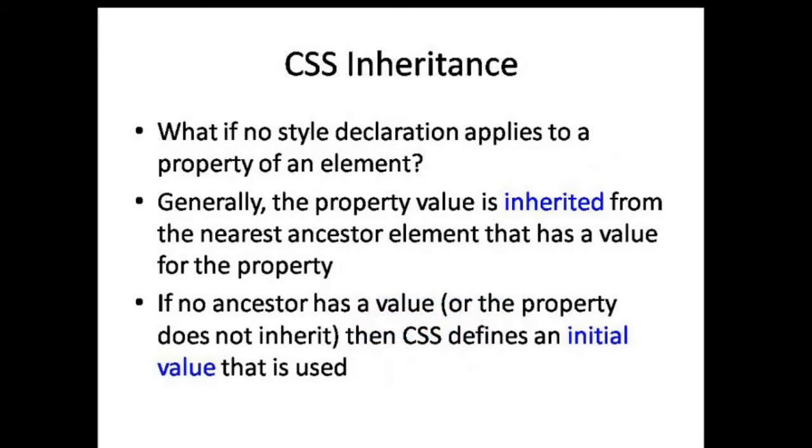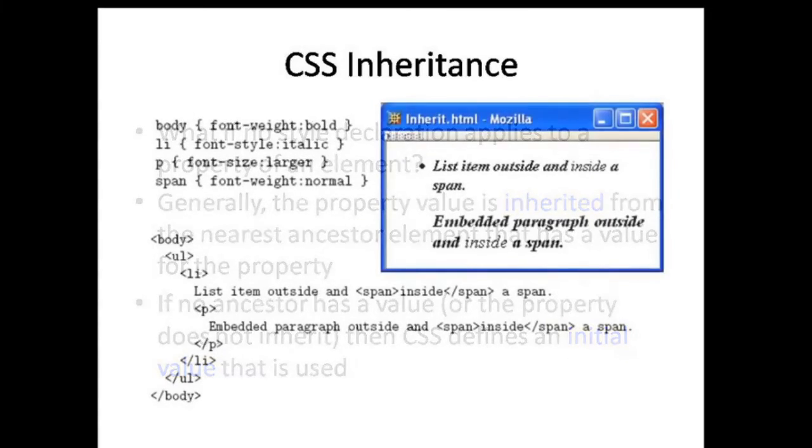Now, what is CSS inheritance? What if no style declaration applies to a property of an element? Suppose there is no style declaration defined for an element, then what will happen? Generally, the property value is inherited from the nearest ancestor element that has a value for that property. Suppose there is a cell in a table, and inside it is a text box. If there is no property associated with the text box inside the cell, then all the properties of the cell for the design of that section will also be inherited by the text box.